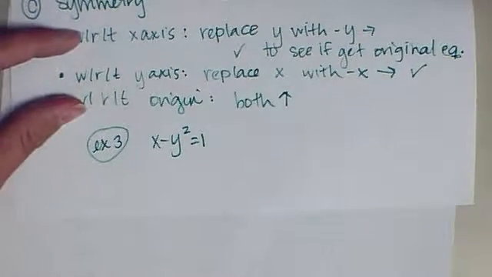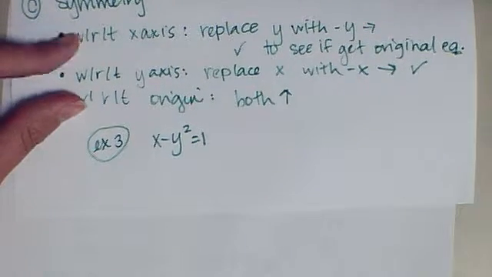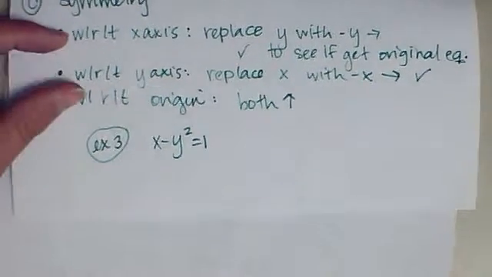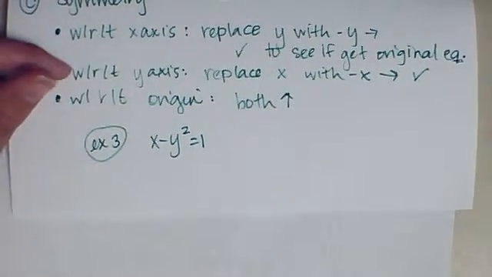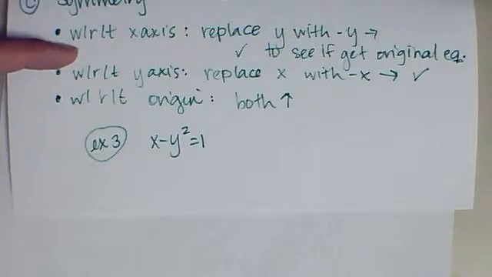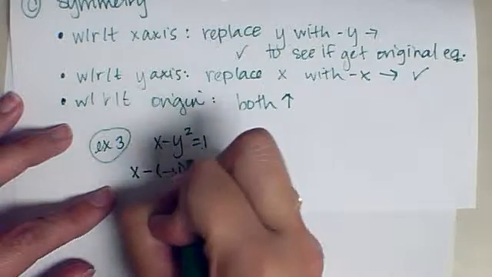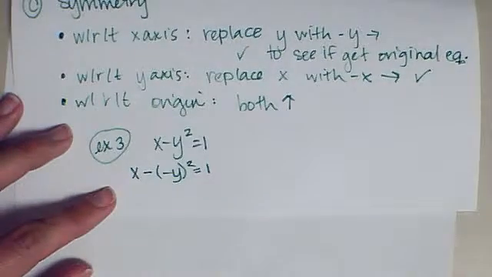Now, this right here is a test, so I have to do both of these things, 1 and 2, to be able to see if 3 is going to work. If 1 doesn't work, I don't have 3, but I may still have 2. So I'm going to start by replacing y with negative y. So x minus, and in place of y, I'm putting negative y.